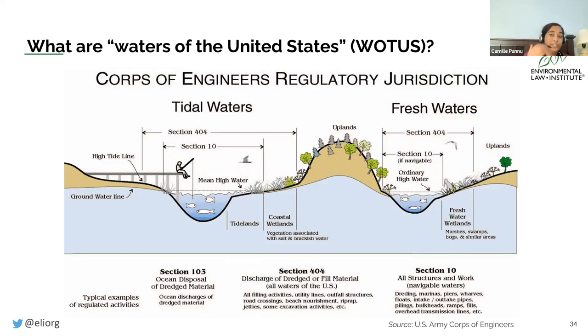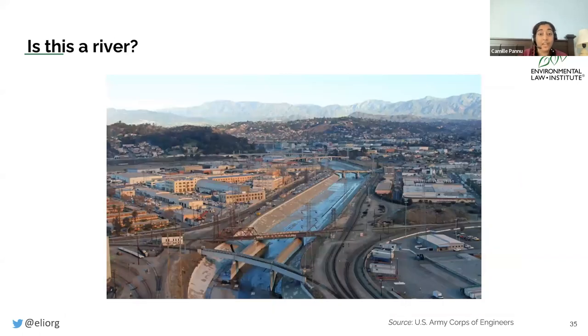So I wanted to show a couple of images to show examples of waters of the United States that might not occur to us as waters of the United States. So this is a photo from the Army Corps of Engineers. And so my question is, is this a river? You may have seen this before. This is the Los Angeles River, which has been lined in concrete. Hollywood actors have filmed scenes there. And it's very rare to see water flowing through the river anymore.